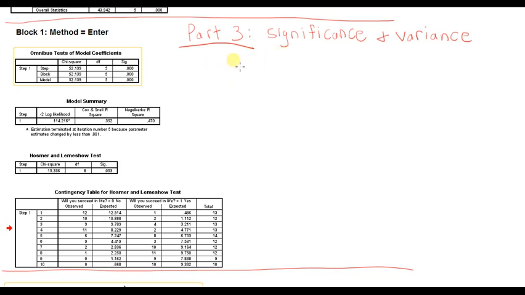In this video, we're going to be focusing on the output as it relates to the significance of the model and the variance which our model explains. For significance, we're going to be looking at chi-square. In this table called omnibus tests of model coefficients, we have 3 columns: chi-square, degrees of freedom, and our significance value.